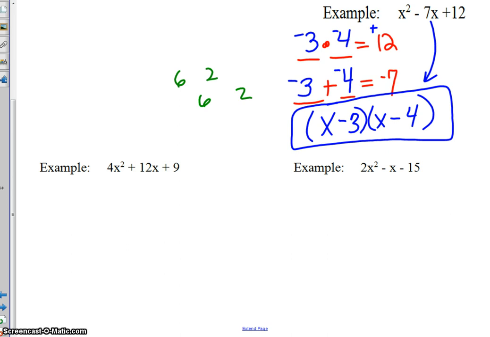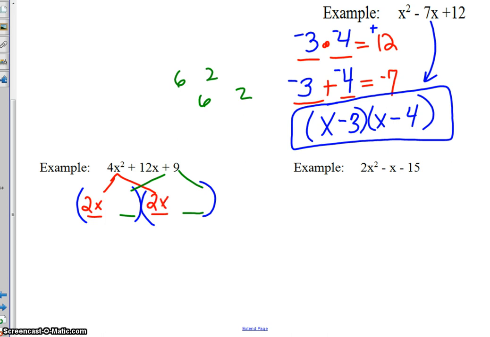It'll always give you the right answer. I'm going to use a more logical approach. I know that I'm going to have a binomial times a binomial. I know that whatever goes here, when I multiply it, I will get this 4x squared. I know that whatever goes here, when I multiply it, I get my 9. So let's start with what's in red, my 4x squared. What are two numbers that I multiply together to get 4x squared? I'm going to go with 2x and 2x.